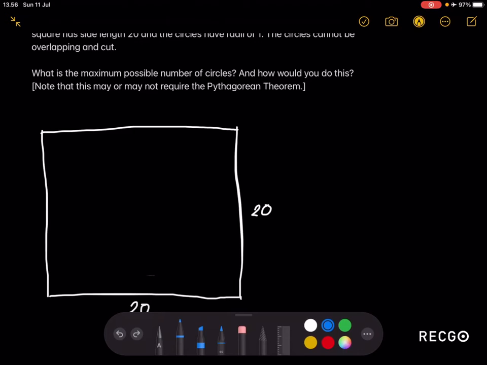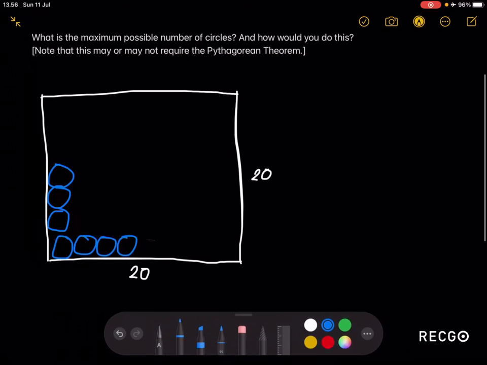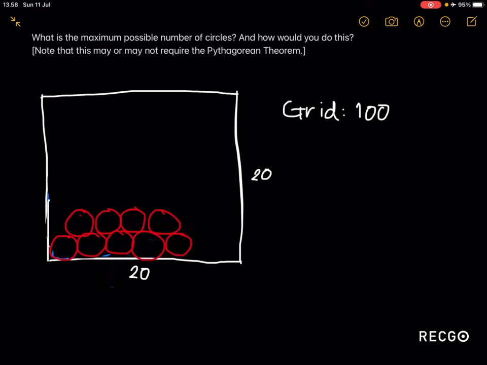So one may suggest that we can just arrange them in a grid format, which means we can just arrange a number of circles horizontally and vertically. Furthermore, one can check that we can arrange 10 circles horizontally and 10 circles vertically, giving a total of 100 circles. But that's not really the best that we can do.